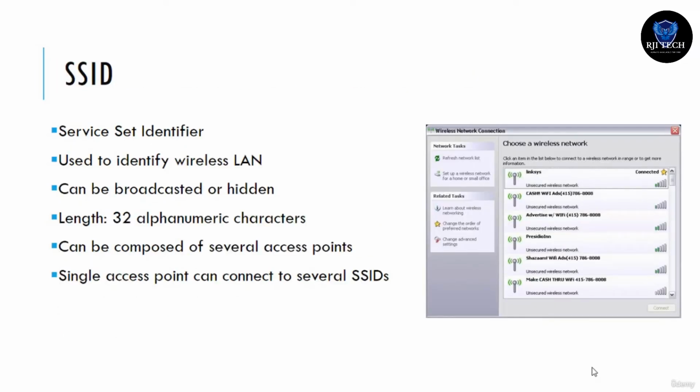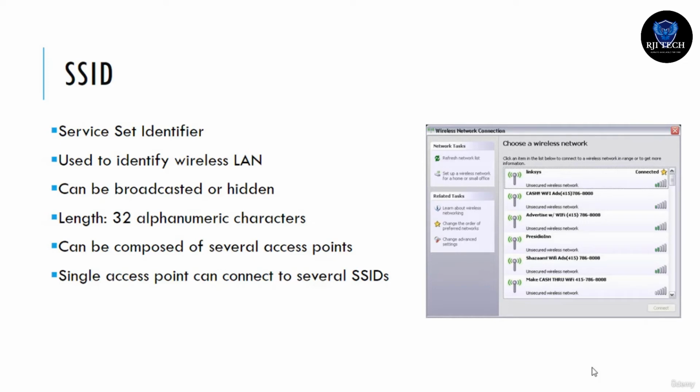The SSID, which is the service set identifier. This is the name of the network. This is the name that you can see when you scan the surrounding area for wireless networks. It is used to identify the wireless LAN. It is the name of the wireless LAN that you choose to connect to. It can be a broadcasted name or a hidden name according to the configuration of the access point and the wireless LAN.